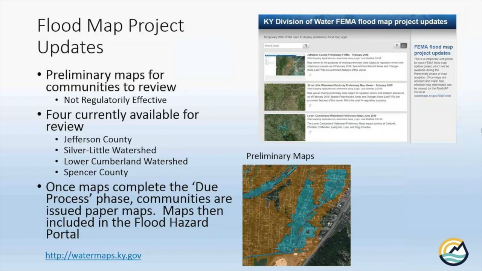Another really cool map that we put together at the Division of Water is the flood map project updates. So I mentioned earlier, Division of Water, we are the CTP, we are the cooperating technical partner with FEMA for updating the flood maps in Kentucky. While we go through this process, towards the end, we actually have maps put together that we need people to take a look at and see if they can spot errors. So one of the ways we do this is as these preliminary maps are available, we put them up on the website. They're not there to be used for the regulatory portion of it.